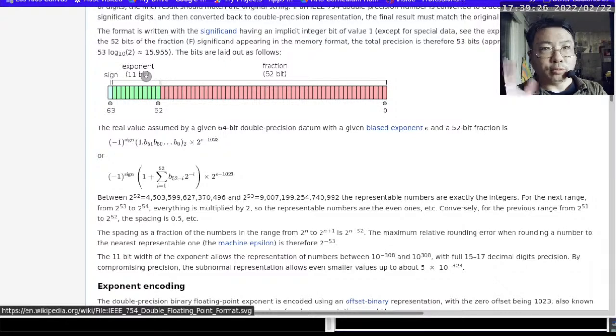Okay, I'll talk about this in just a little bit, but at this point I'm just going to say the term exponent, that is from bit 52 to bit 62, so there are 11 bits, for this exponent. It really should be called the biased exponent.